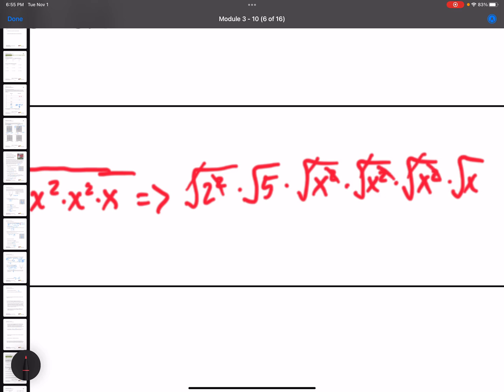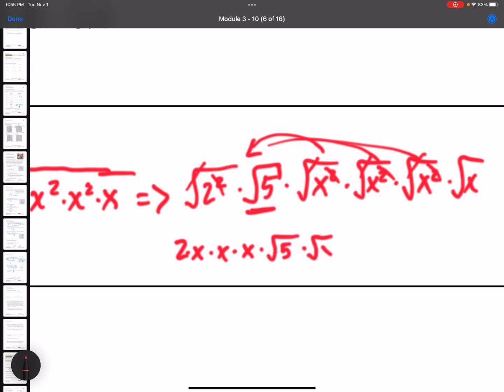Outside of these radicals now, I'm going to bring all of these to the front, in front of this root 5, because it's easier then to see what is exactly under that radical instead of wondering, is this x under a radical with that 5 or is it outside of the radical? So I'm going to bring all of those out here just like that. So 2 times x times x times x times the square root of 5 times the square root of x.